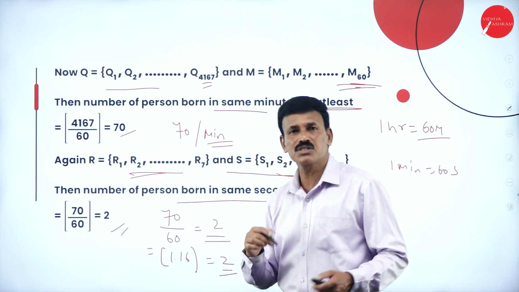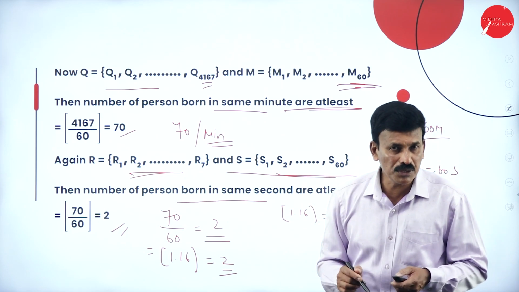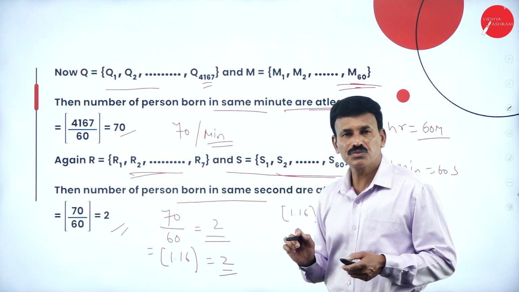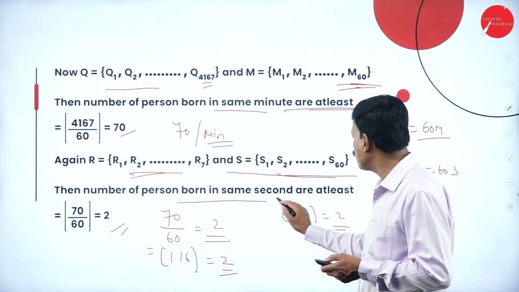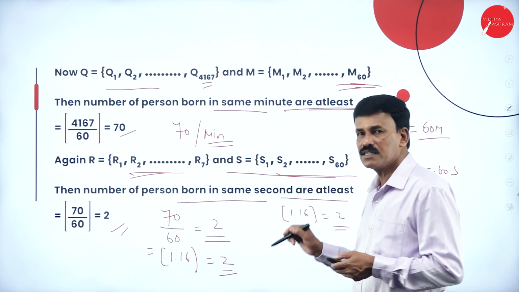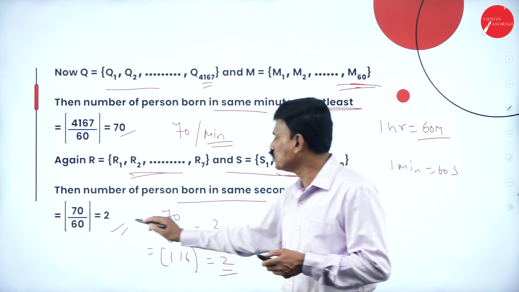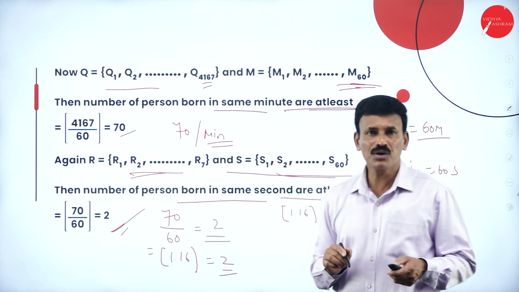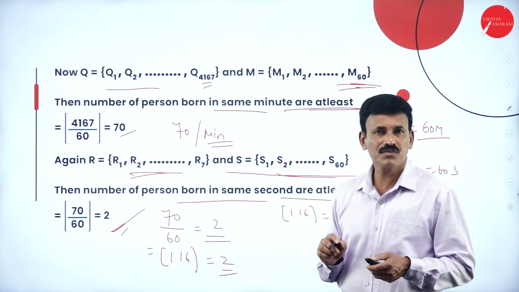That is to be proved. So, the number of persons born in 1 second out of 1 lakh people is 2. That is, they will have the same time. So, the number of persons born in the same second among this 1 lakh people will be 2 persons. 2 persons will be born in the same second out of 1 lakh.